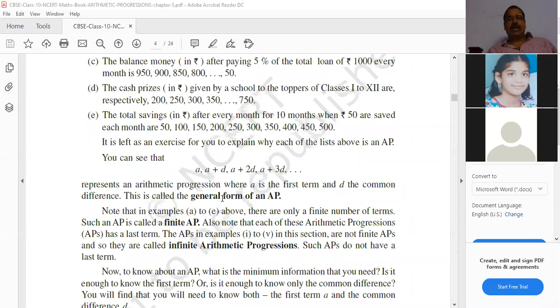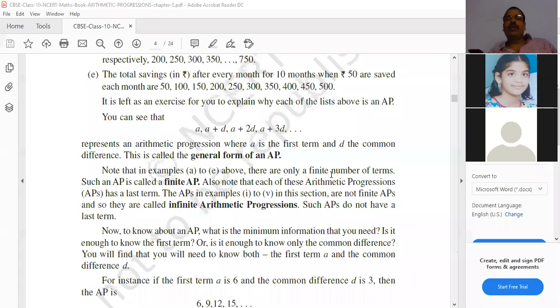This is called the general form of an AP. Note that in the examples, there are only a finite number of terms, such an AP is called a finite AP. Note that arithmetic progressions have a last term. Finite series means it has a last term. And if the last term is not there, the series is an infinite arithmetic progression. Such APs do not have a last term.